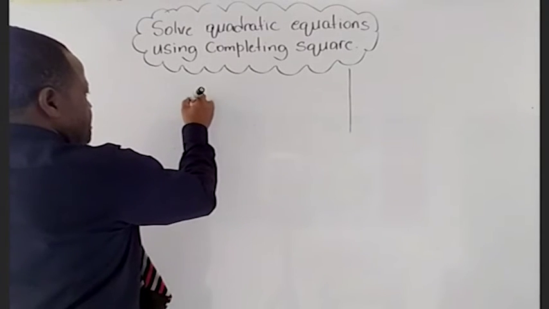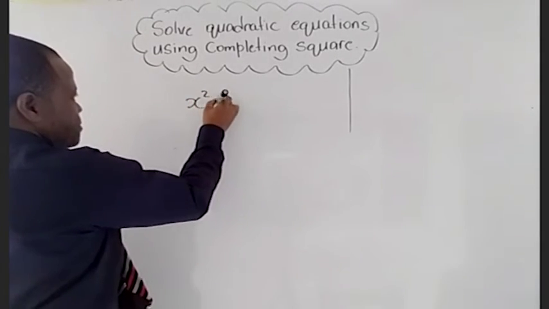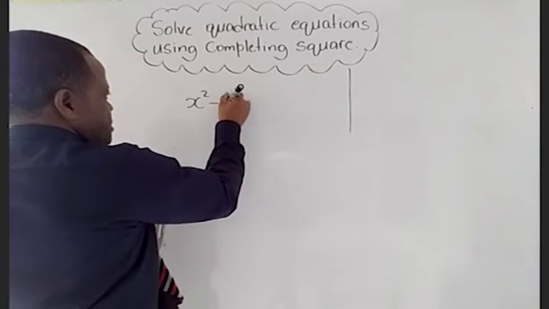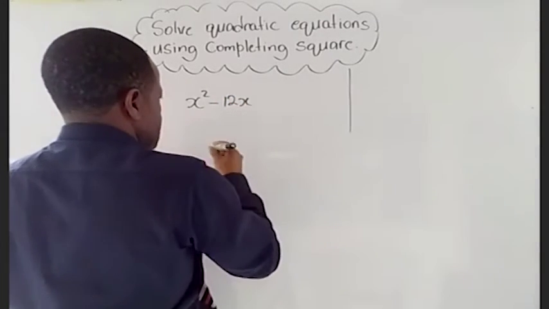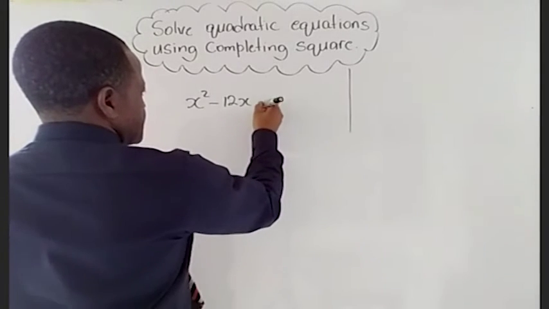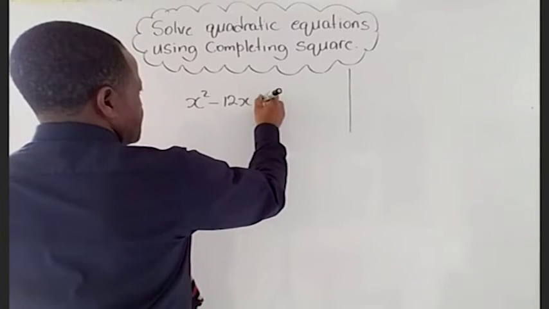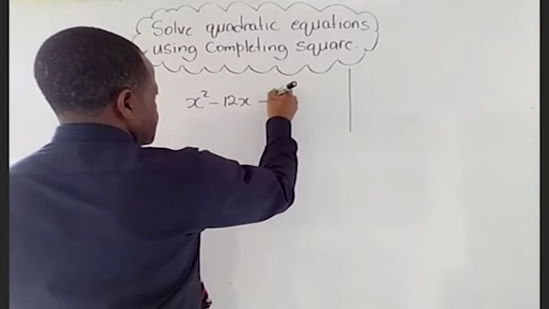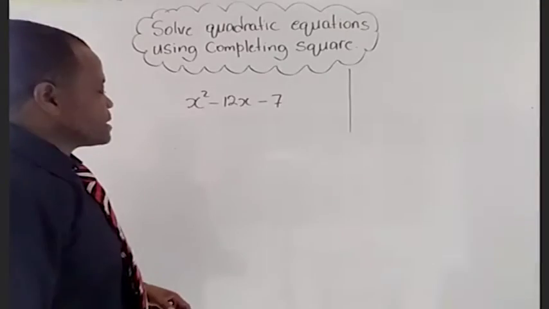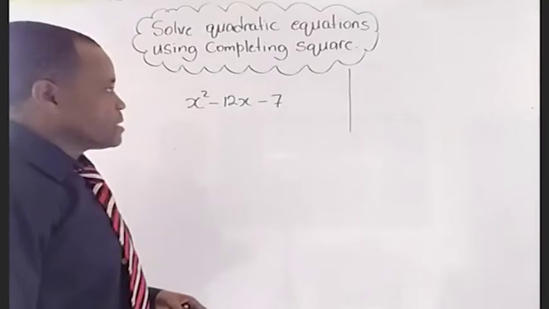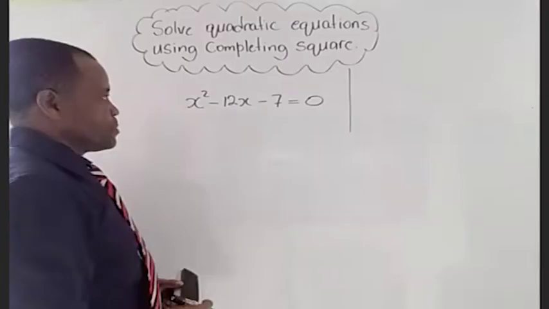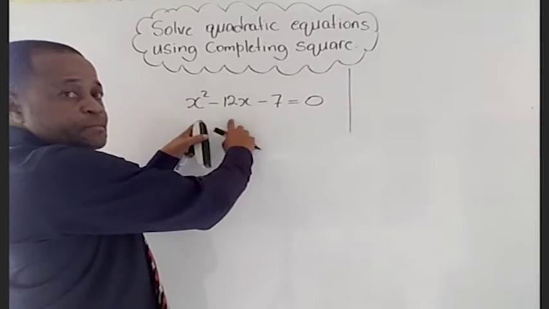So let's look at this one quickly. If I have x squared plus, and let me use minus 12x, and this now would give me minus 7. So let's look at that one and see if we could solve it quickly using completing the square. Now, first we want to complete the square here.